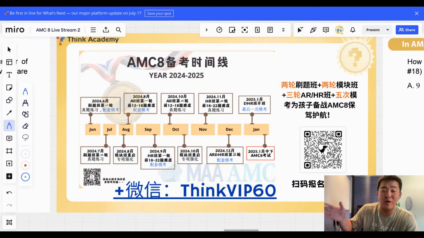So the Honor Roll (HR) class is going to be a little bit more challenging than the materials covered in the AR class, right? The HR class will basically focus more on the first, I'll say, 18 to 22 problems, while the AR class will majorly just do the first 12 to 18 problems. So that will be the major difference, the level of difficulty.